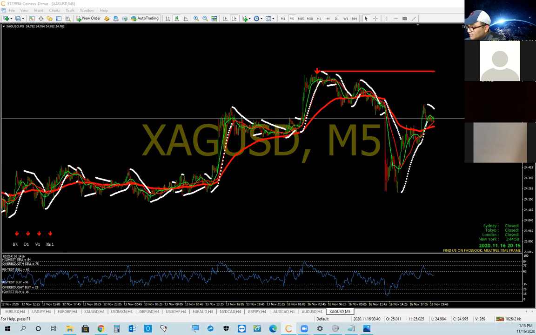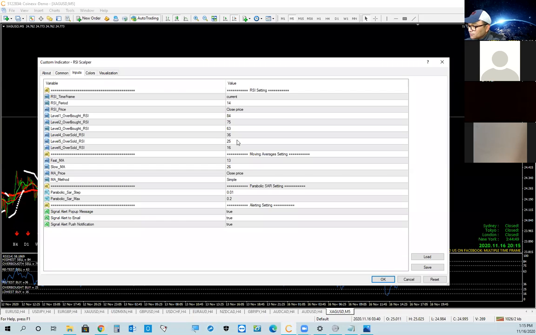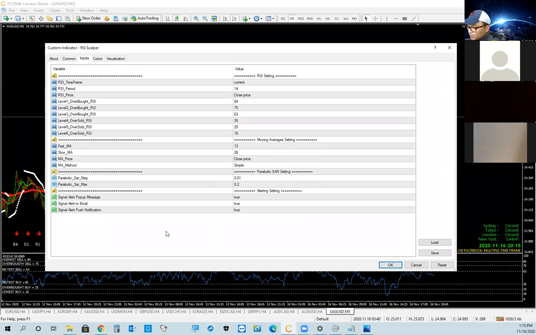This is the exact same settings that I use, guys. The settings that I have are 84, 75, 63, 25, and 16 on the RSI. If you get this one, all you have to add is just the RSI into your chart and the levels. Put the exact same levels that you have here and don't change anything by default. The MA is going to be 13 and 26. And the parabolic that you were asking me about earlier, this is the 0.1. And leave the parabolic max as 0.2. By default, it comes as 0.02. So just change it to 0.1 and 0.2 and that's it.